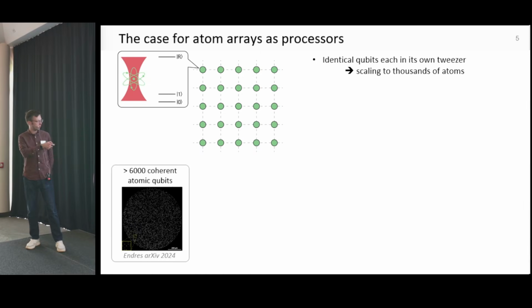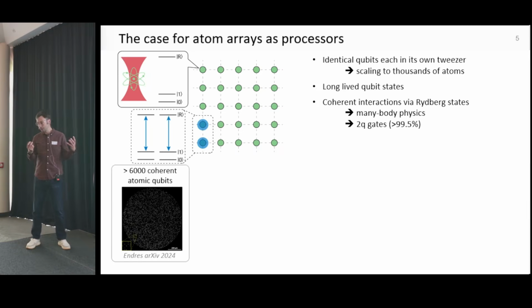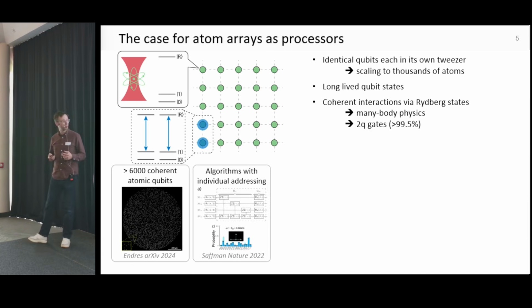Here's a nice result from Manuel Endres' group at Caltech, where they trapped more than 6,000 atoms that are highly coherent. They are all very long-lived qubit states. They are all indistinguishable, which is really important for quantum networks. And then you can perform these coherent operations. You can perform 2-qubit gates using these Rydberg states.